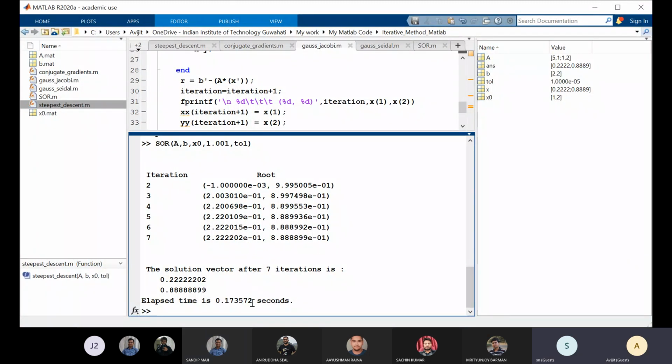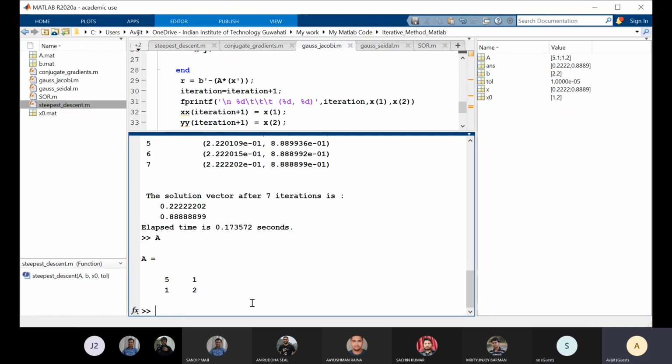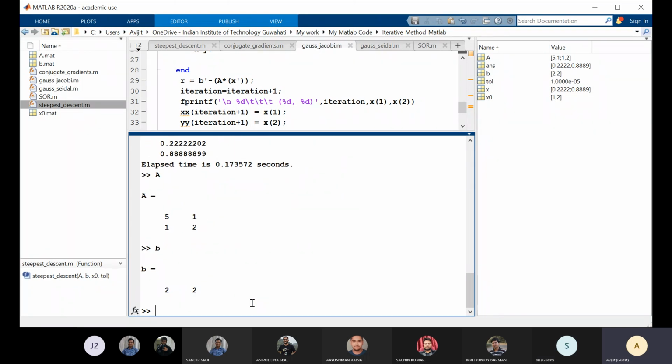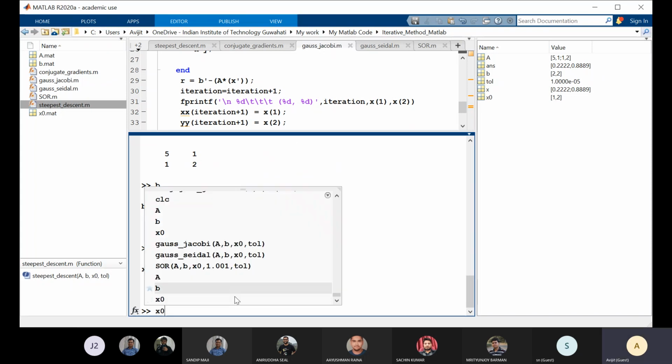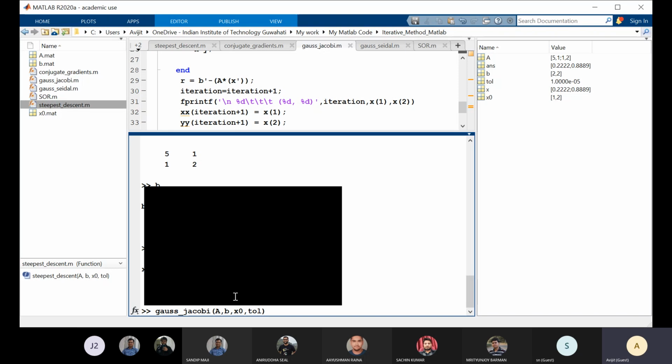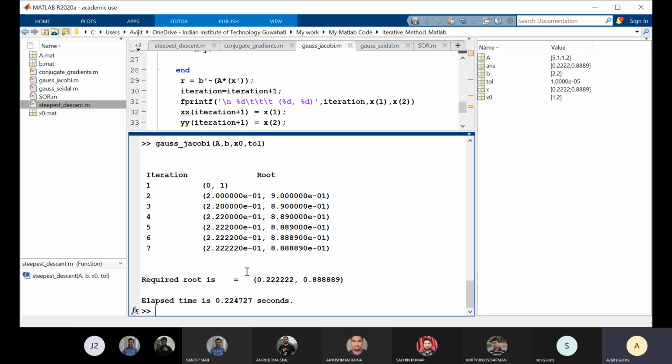Okay. So suppose I have a matrix A, a 2 cross 2 matrix, 5 1 1 2. The right hand side is defined by this, and the initial approximation is this. Now I have to find the solution of the 2 cross 2 system of equations. First I will use the Gauss-Jacobi method. It is converging in 7 iterations, and the required root is 0.22, 0.88. The time taken is 0.22.